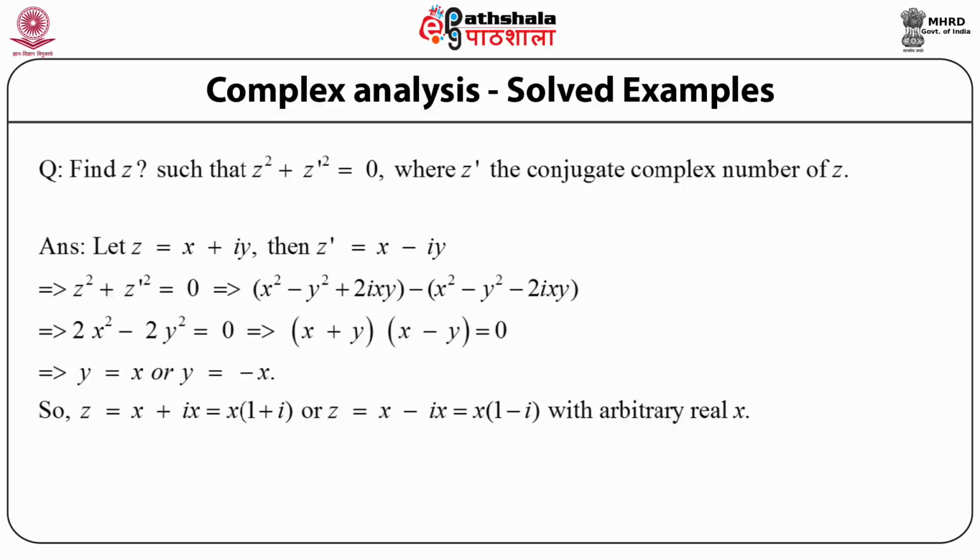So z can be any number x. So z can be just x plus ix, and x can be any number, or it can be written with x as a common factor, x times 1 plus i, or z is equal to x minus ix, or you can take the common factor x out and just say x times 1 minus i, and x can be any real number.